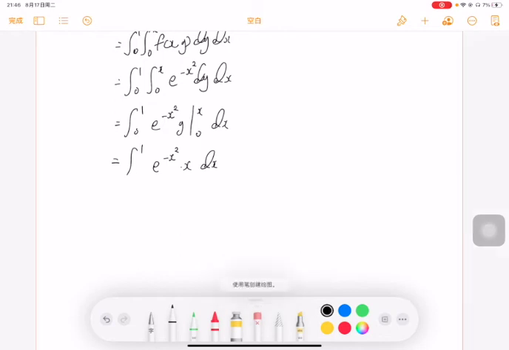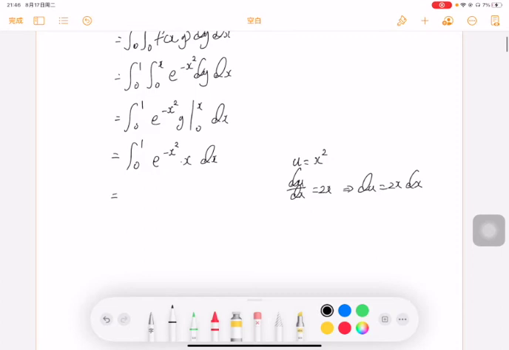We write the 0 here. Use u substitution. Let u be x squared. Then du/dx equals 2x, or alternatively, du equals 2x times dx, if you will.